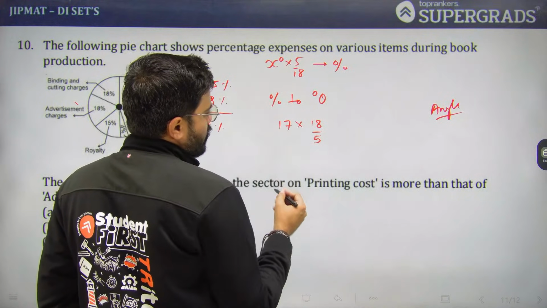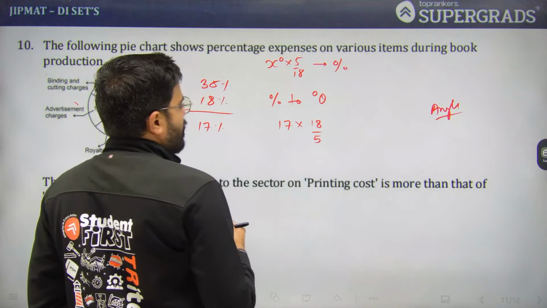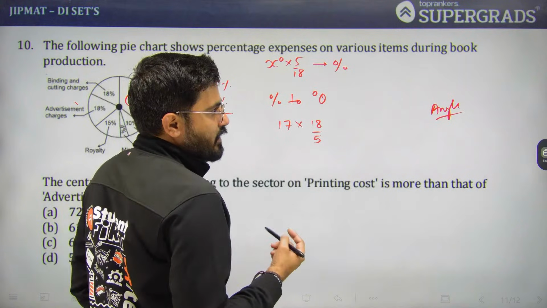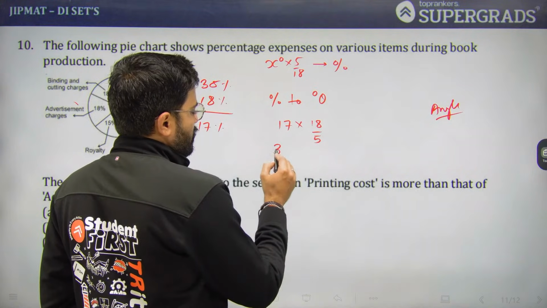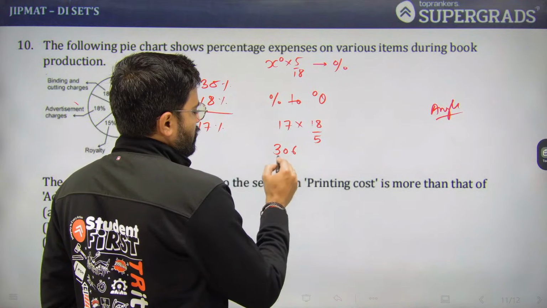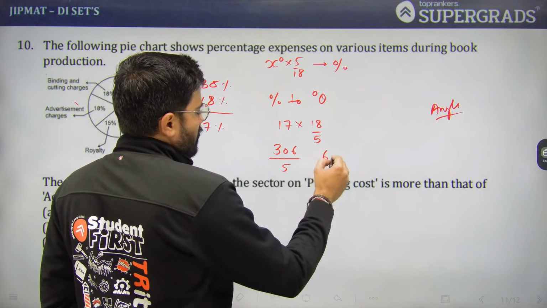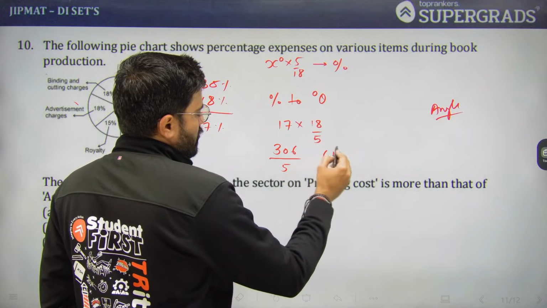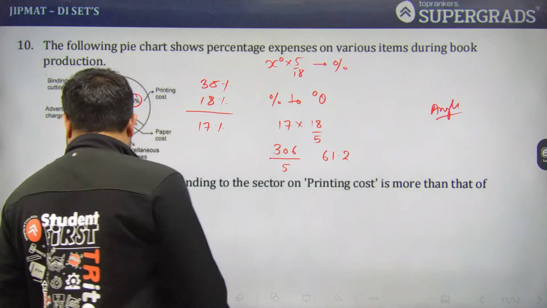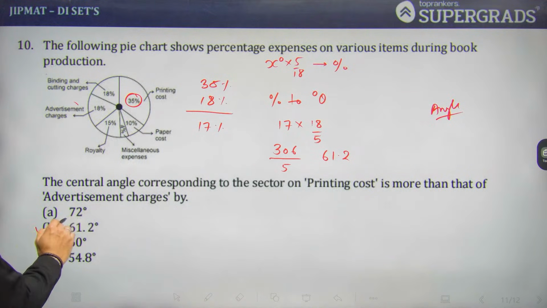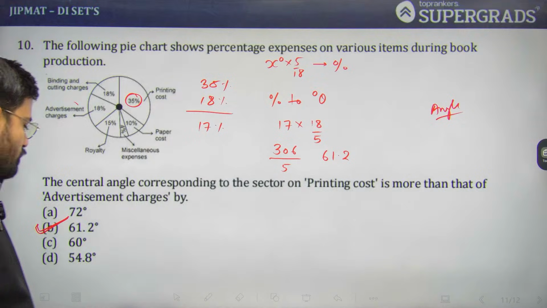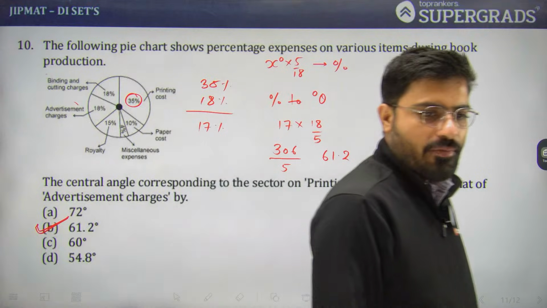So 17 into 17 is how much? 289 plus 17 is 306 upon 5. So 5 into 6, 5 into 1.2. So 61.2 degree. Answer is B, Bombay. Answer is B, Bombay.